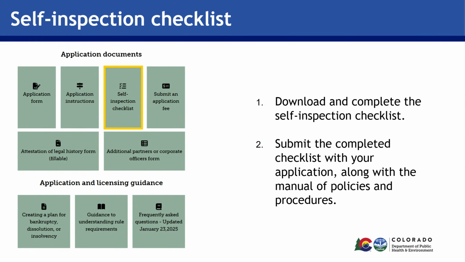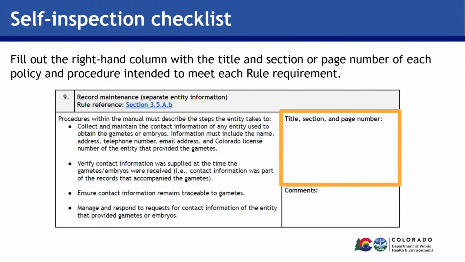The self-inspection checklist is a tool designed to help ensure your procedures contain the specific information required by rule. This checklist must be completed and submitted with your application, along with your manual of policies and procedures listed in the document. The left-hand column of the checklist contains detailed information of each rule requirement, a hyperlink to the rule, and specific information that must be described in detail within each procedure. In the right-hand column, you will need to list the title and section or page number of your specific procedure that meets the requirement.